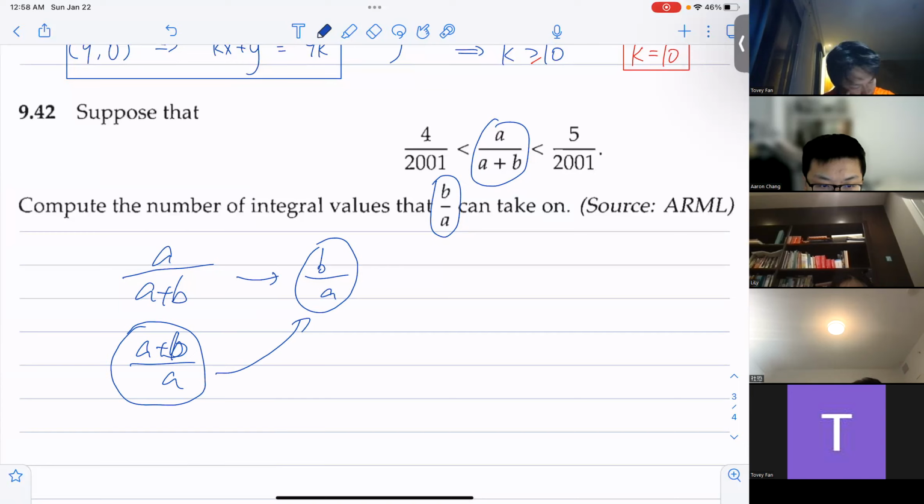So that it would be 1 plus b over a. Very nice. Very good. Okay, that's how you solve the problem. Lily and Rika, see if that makes sense.